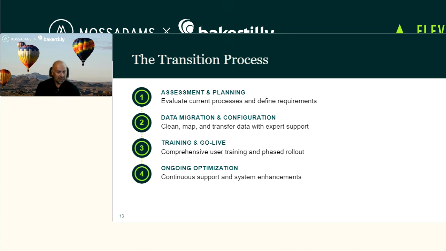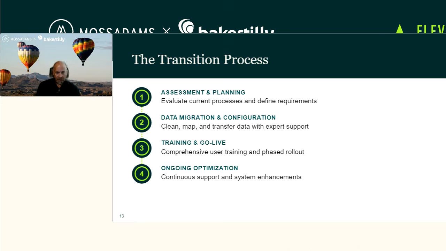So the next one we have is data migration and configuration. This is an opportunity when you're switching systems to clean, map, and transfer data with expert support. Then we move on to training and go-live: comprehensive user training and a phased rollout. We've talked about phases a few times during the talk today. It's really something we help folks with a lot, depending upon your internal resource aptitude, resource constraints, budgetary constraints, timeline, what have you. That's something we work on quite frequently, which all comes from that initial assessment and planning exercise that we go through.